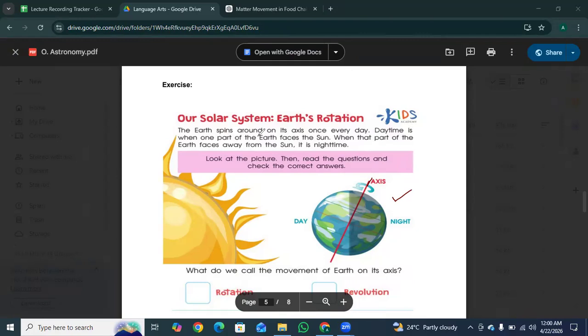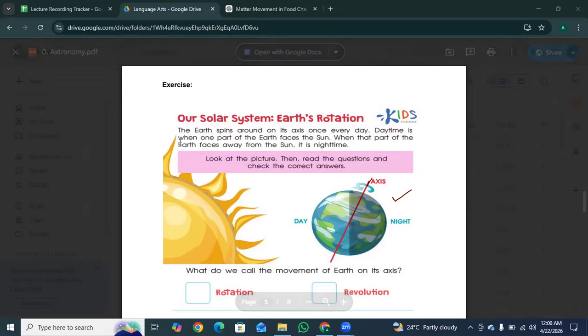The Earth spins around on its axis once every day. Daytime is when one part of the Earth faces the sun. When that part of the Earth faces away from the sun, it is nighttime. The movement of the Earth spinning on its axis is called rotation, and Earth completes one full rotation every 24 hours.